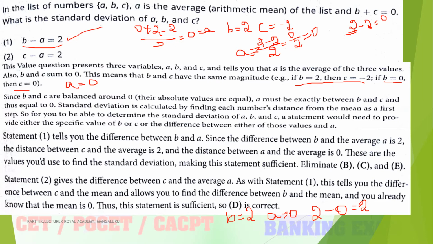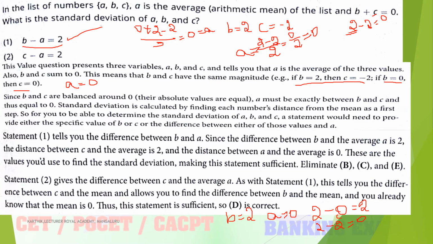So next, go for B plus C. We don't know the value of C, but we can assume the value of C. Why? Because the total value B plus C is equal to 0. So B is equal to 2, and 2 minus 2 is equal to 0. So I assume the value of C is equal to minus 2. So you can easily determine the value.